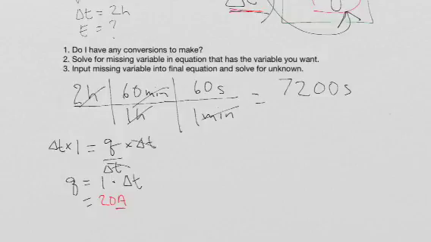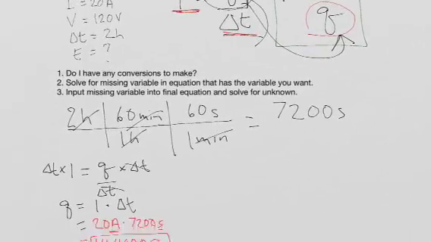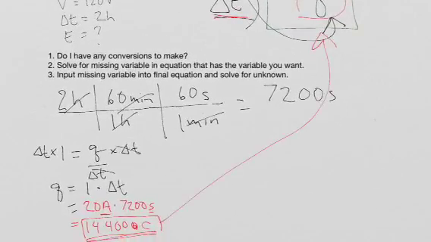What is my time? 7,200 seconds. So if I multiply those out, what am I left with? So this gives me 144,000. What's the unit for charge? 144,000, that makes more sense. There we go. C, coulombs. Now, I have my Q, so I'm going to input this value into this second equation.